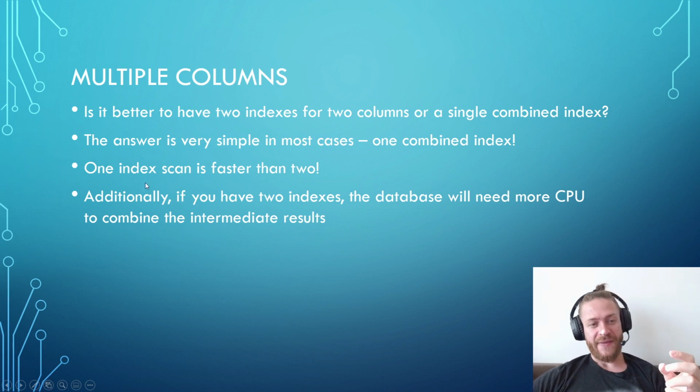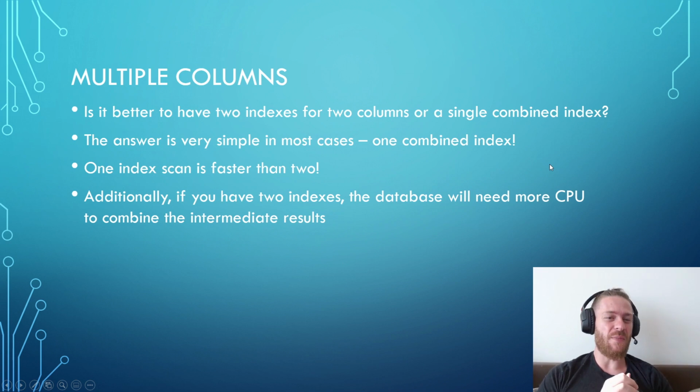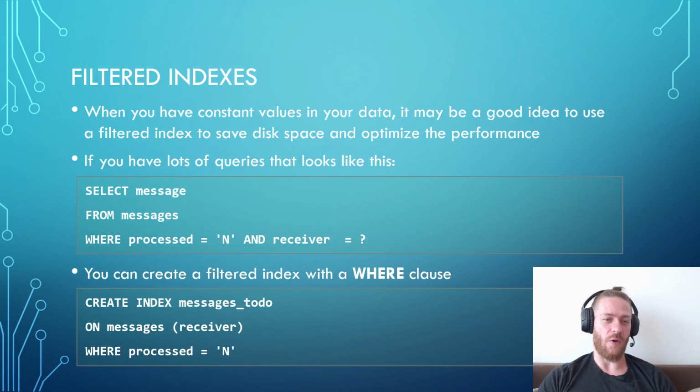Duh. And additionally, if you have two indexes, the database will need more CPU power to combine the intermediate results from both index scans. So if you need to add an index on multiple columns, always add a single combined index. It's better for performance.